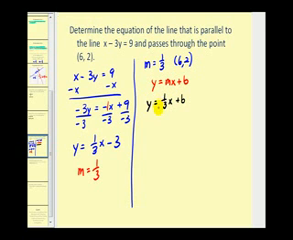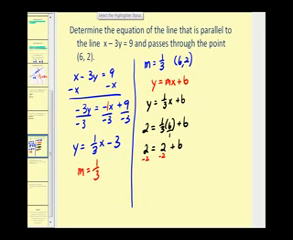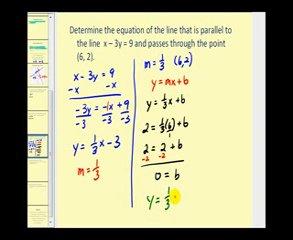Now since this point is on the line, that means it would be a solution to this equation. So we can replace x with 6, y with 2, and then solve for b. So using the point (6, 2), we would have 2 equals 1/3 times 6 plus b. So we have 2 equals 1/3 times 6/1, that would be 2. So if we subtract 2 on both sides, it looks like b would be equal to 0. Which tells us the equation of our line that is parallel to the given line and passes through the point (6, 2) would be y equals 1/3 x plus 0, or just y equals 1/3 x.